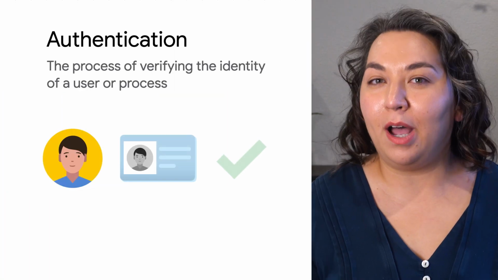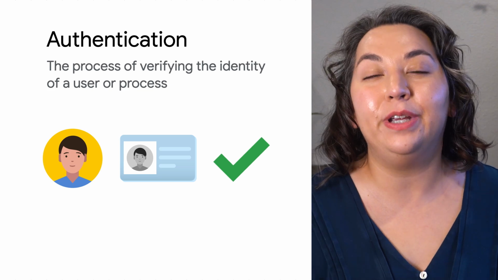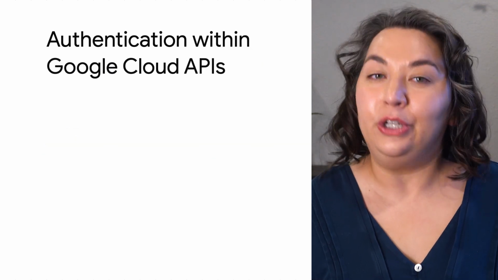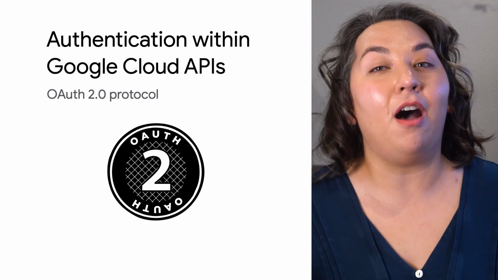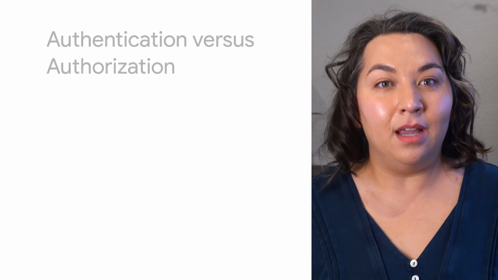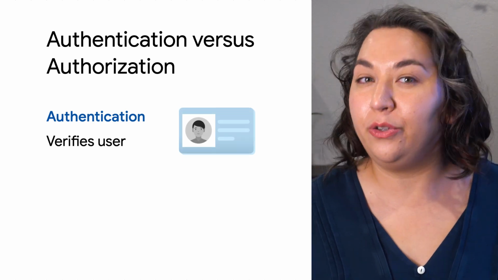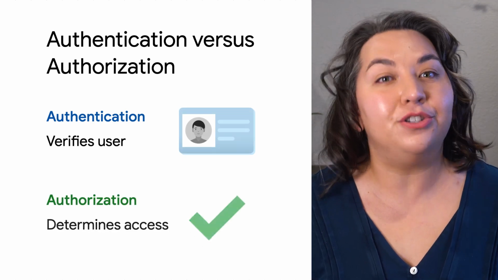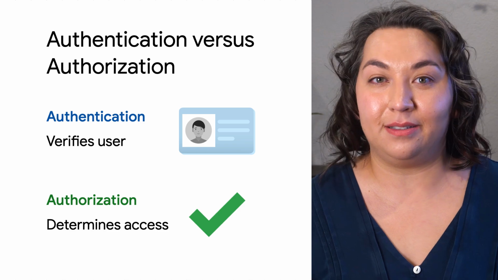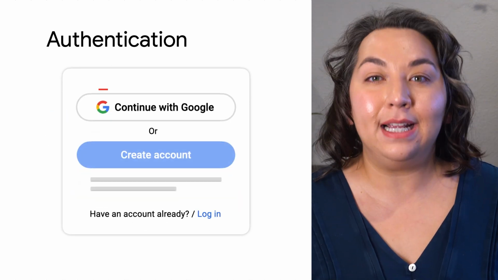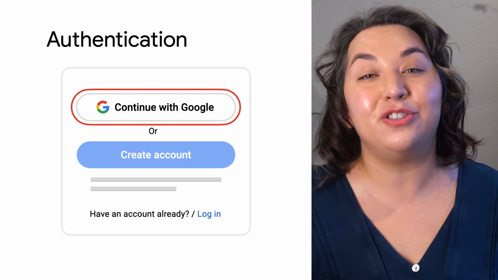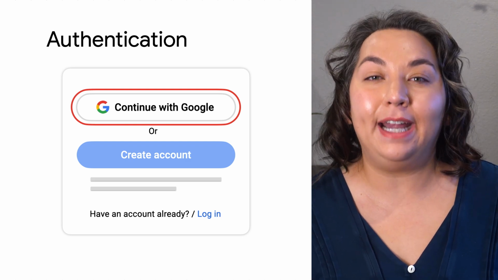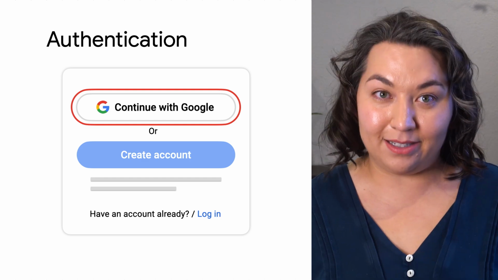Let's start off with OAuth's role in the context of securing Google Cloud APIs. You'll be using the OAuth 2.0 protocol to both authenticate and authorize cloud APIs. Authentication verifies who the user is, while authorization determines their access to resources. For example, when you access a web app using your Google Cloud account, OAuth authenticates you, giving you access and providing limited information about you to the site.